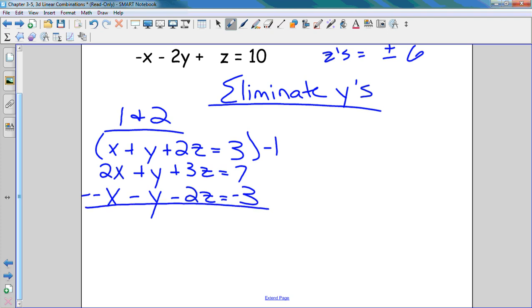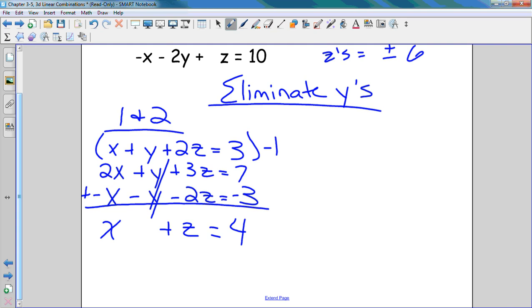This is what I mean by eliminating the y's. What is 1x minus x? No, they eliminate. That's what I mean by eliminate y. I want to get rid of the y. 2x minus x, just x, plus z equals 4.